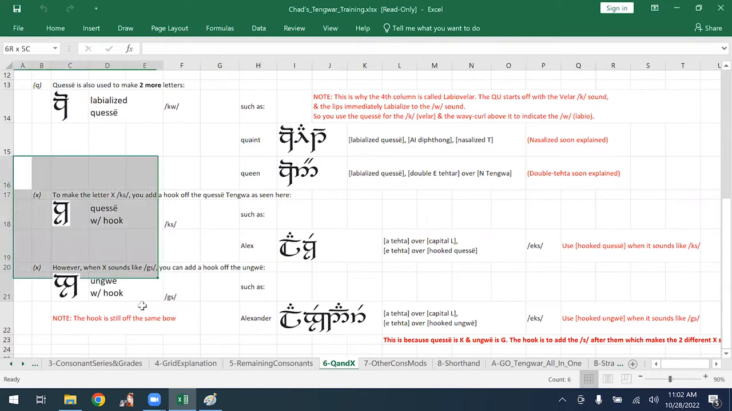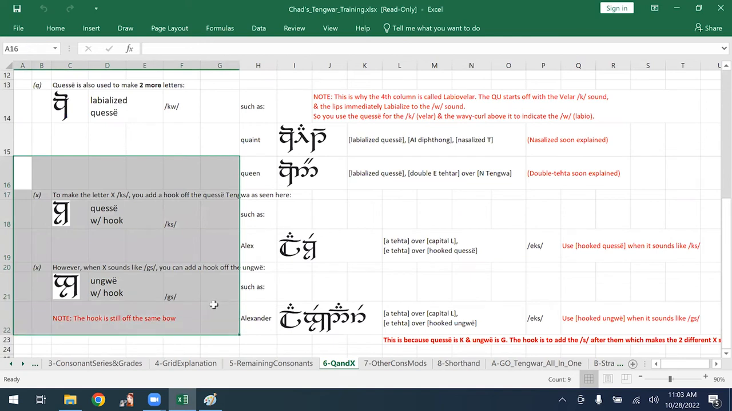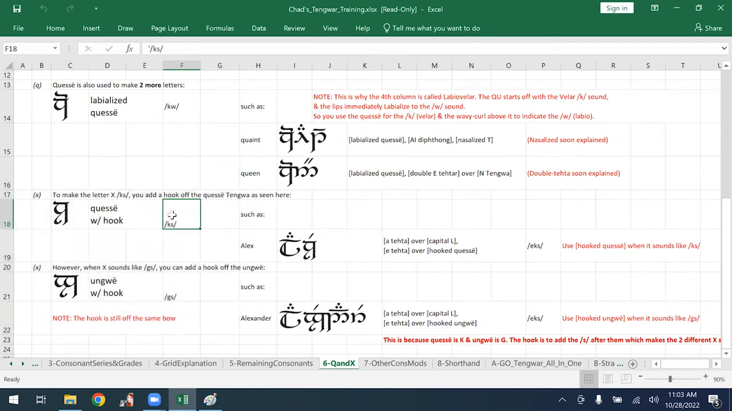Okay, so there's two different X's. And we discussed this in the chat yesterday also with Sean, I believe. So you still make the K, which is the quesse, if you're going to make an X that sounds like a K, like Excel or Alex. So this is an A. This is a capital L. Notice that it's the L that's capitalized, not the A. It's because the A is just a theta, right? So then E theta over quesse with this downward facing hook off of the first bow, luva, right? So quesse with a hook is when you want to make an X that sounds like KS.